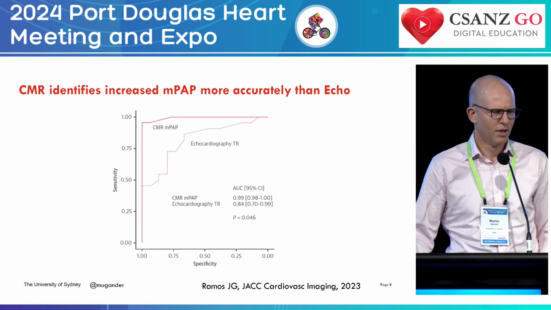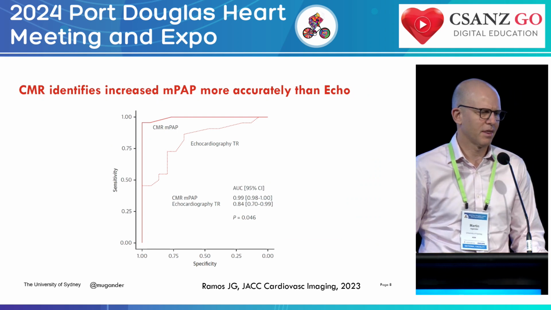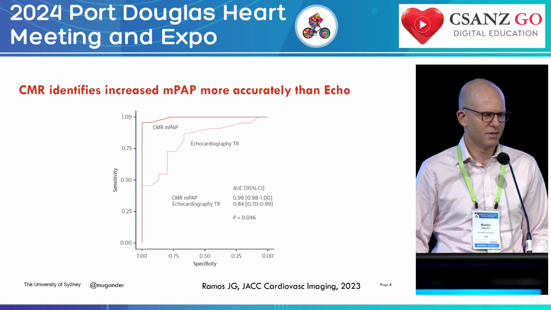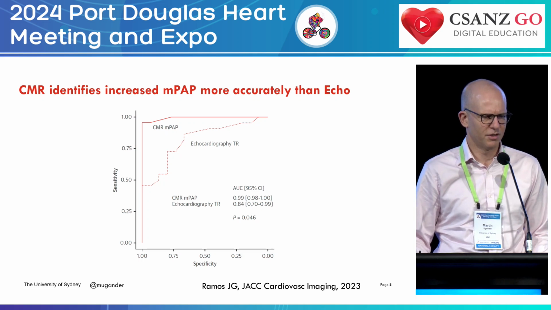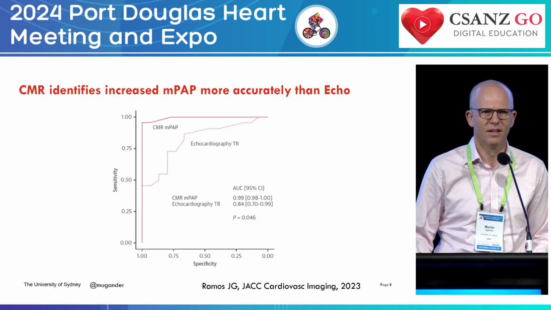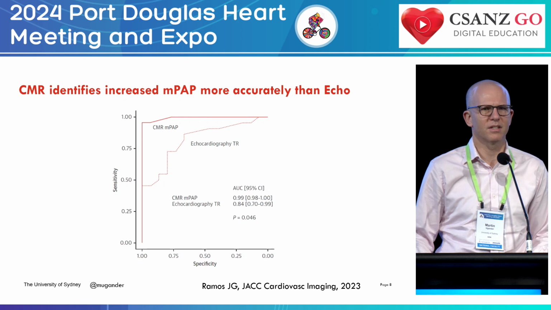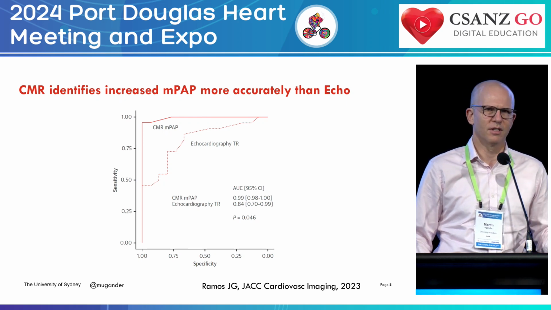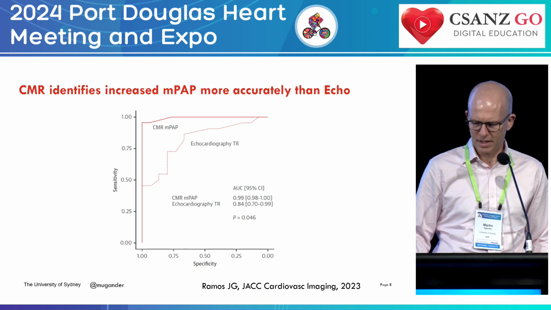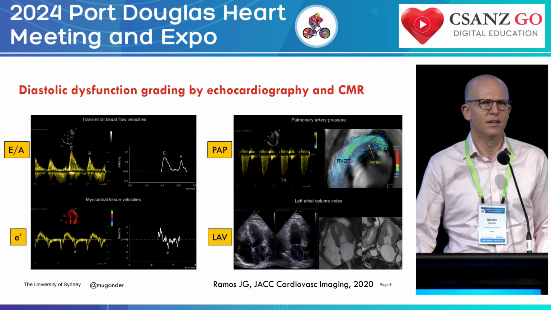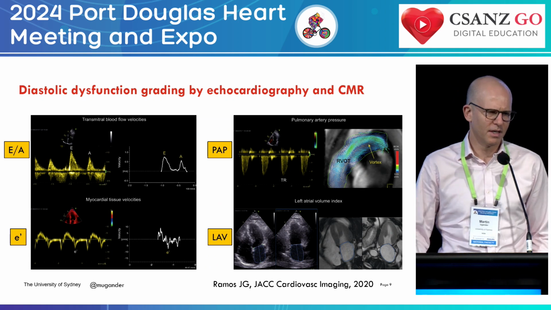But that was only comparing CMR to echo. What about the ground truth? Well, we went on and did that compared to cath, and here we see the area under the curve for echocardiography in the dotted line, the solid line, CMR mean PA pressure with an area under the curve of 0.99 of detecting PA pressure by cath. This is really good data, and we're missing stuff by echo. We know that we're not perfect by echo, but with MR, it's just routinely able to get a definitive and accurate diagnosis. Can we use that to help us in estimating diastolic function?